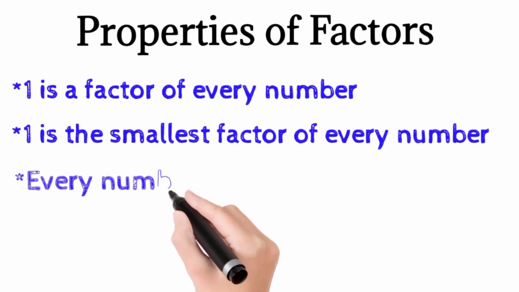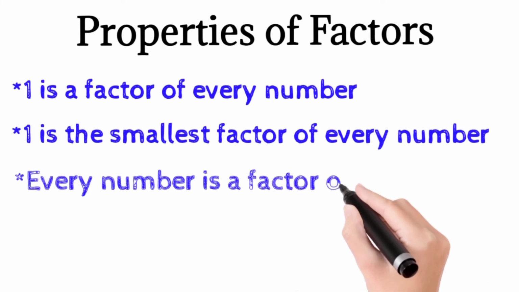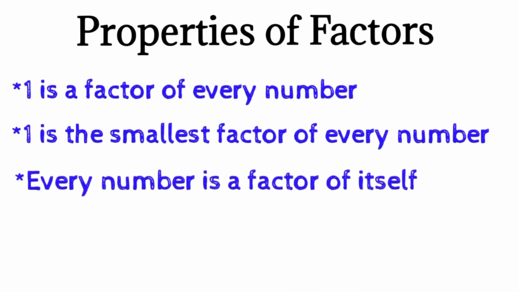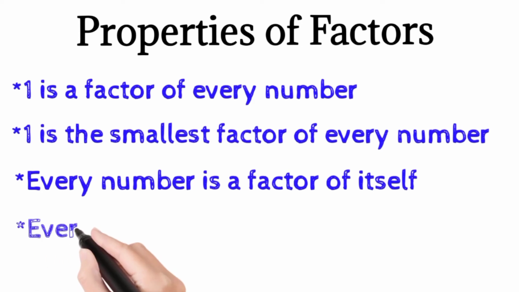Every number is a factor of itself. As we know, every number can divide itself exactly without leaving any remainder. Like 12 divided by 12 equals to 1, 6 divided by 6 is equals to 1. That's why every number is a factor of itself.